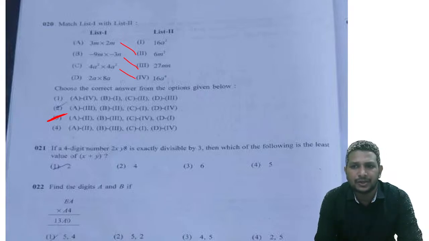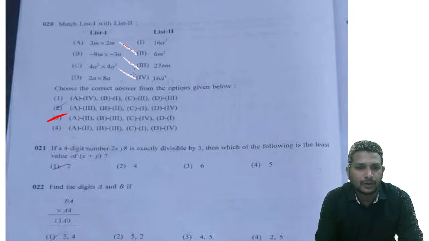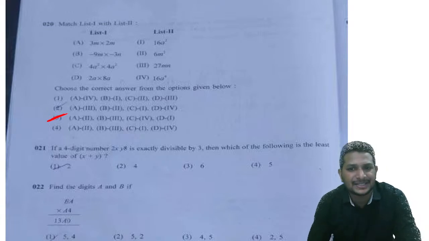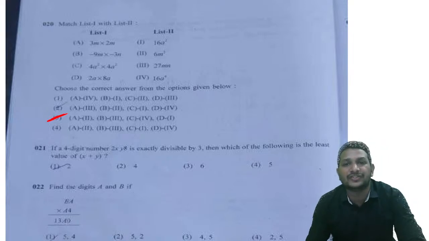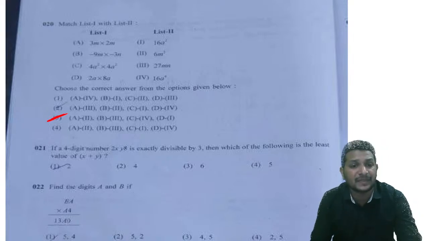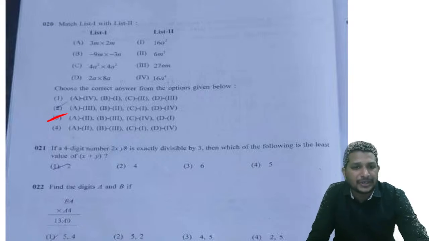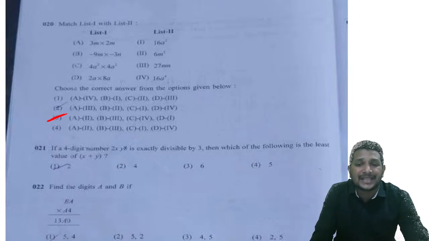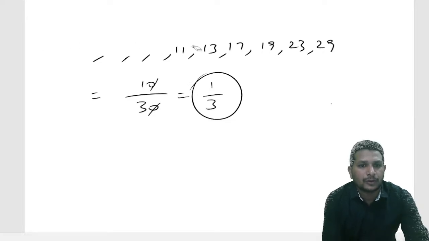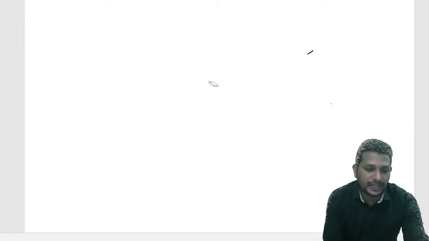So over here in question number 21, if a 4-digit number 2x y 8 is divisible by 3, then which of the following is the least value of x plus y? So as we know the divisibility rule of 3, the sum of all the digits should be divisible by 3. So let's look at that divisibility. The number they gave is 2x y 8. So we need to check the divisibility of 3.